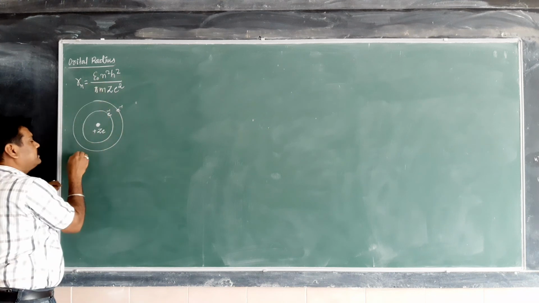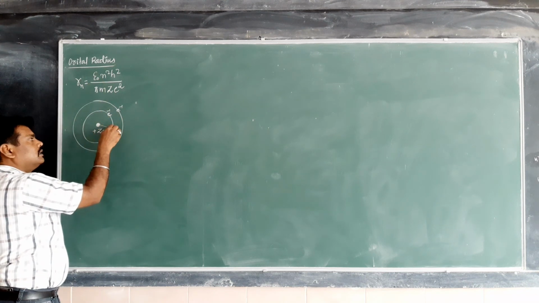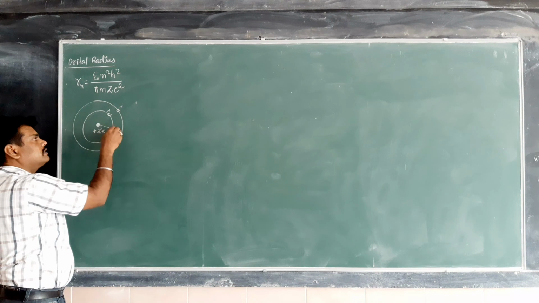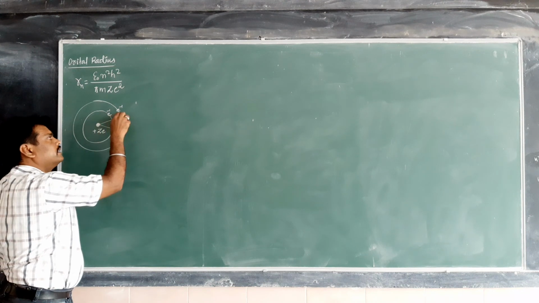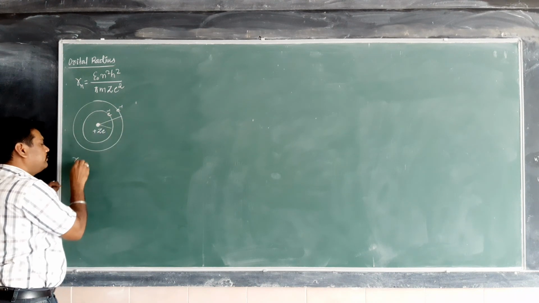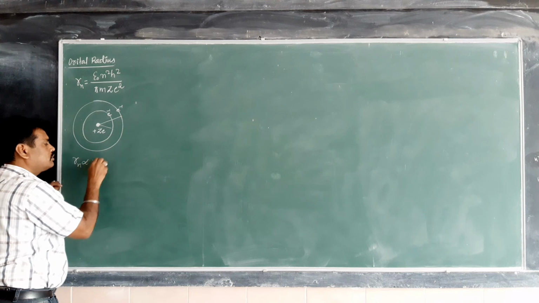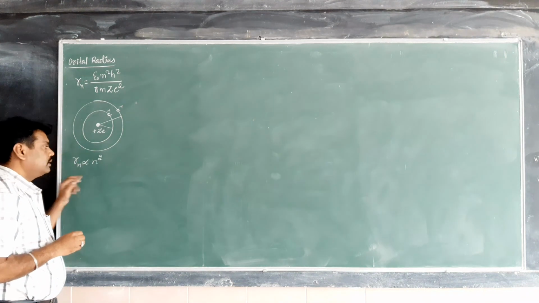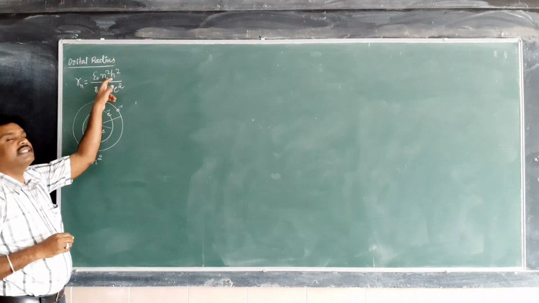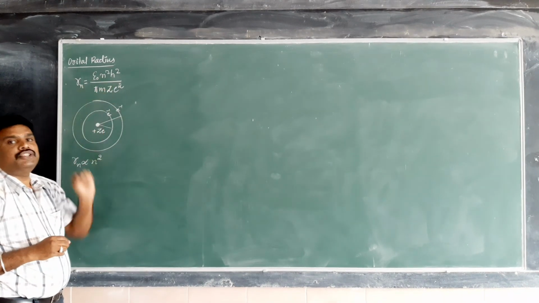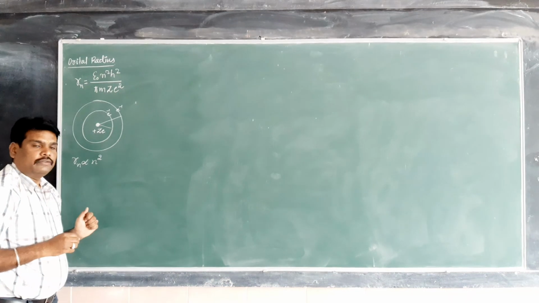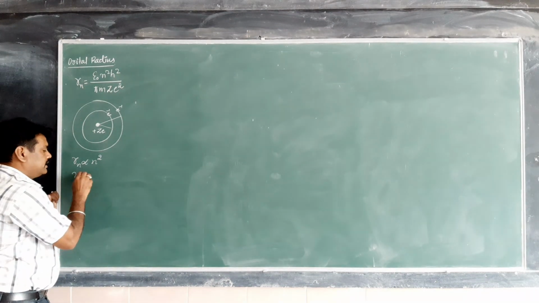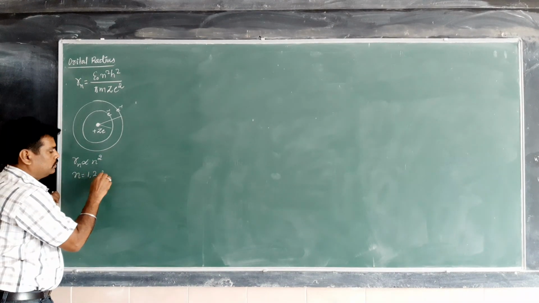So according to this equation, this is the radius of the first orbit, and this is the radius of the second orbit. The value of the radius is directly proportional to the square of the principal quantum number, where n is known as the principal quantum number. n is an integer: 1, 2, 3, 4, 5, like this.